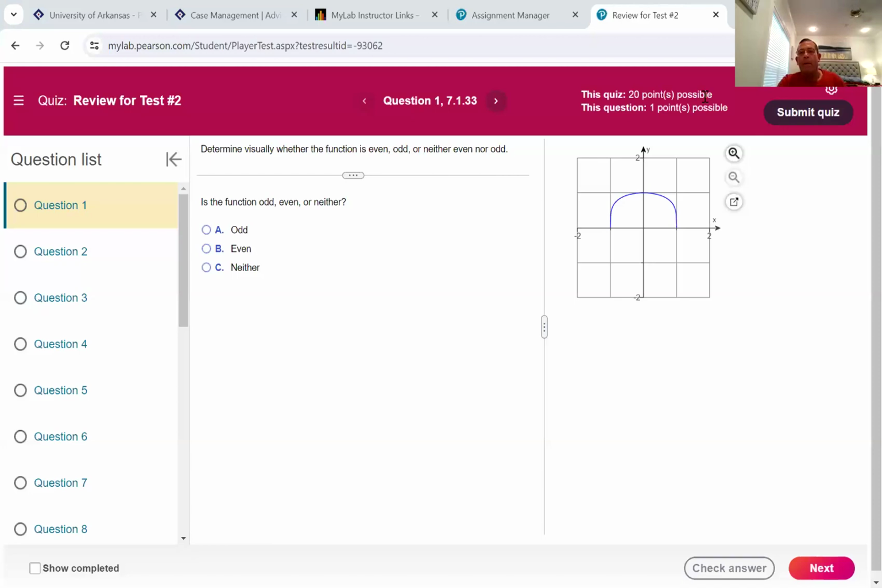And then I'm going to get into the math lab. So y'all, question 1, they just want to know, is that even, odd, or neither? I'm going to make that a little bigger for you.